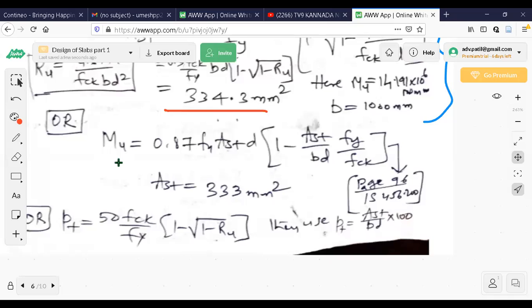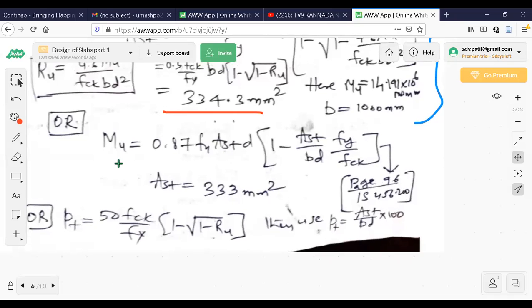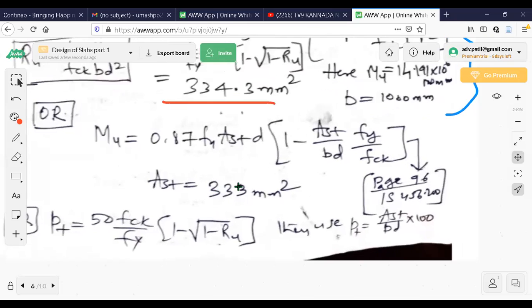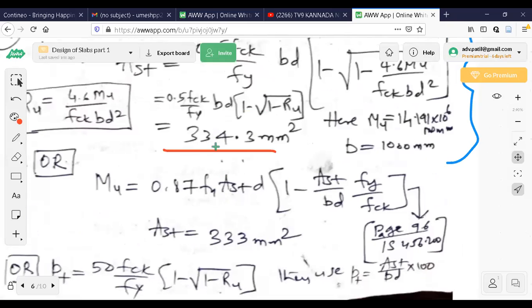Wherever Mu is there, you should use the factored bending moment value. Only for checking purpose, Mu limit was used. Now AST is 333. Here it is 334. I'm getting close values, all are the same actually. Values will not be exactly the same, but they are very close.